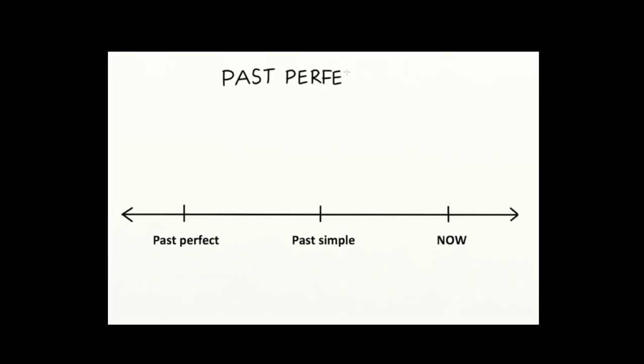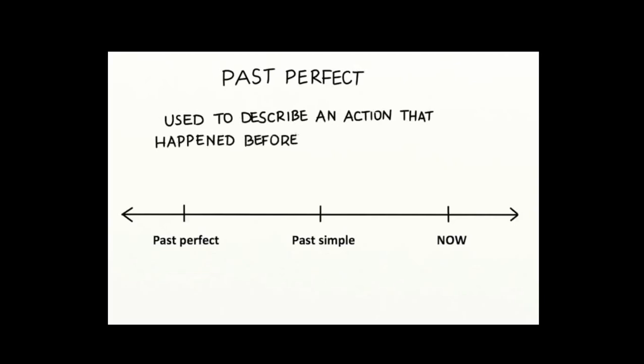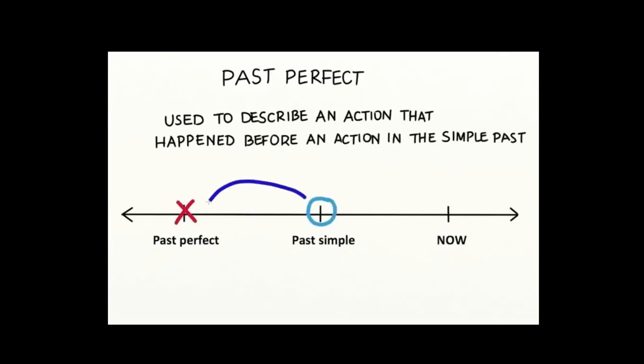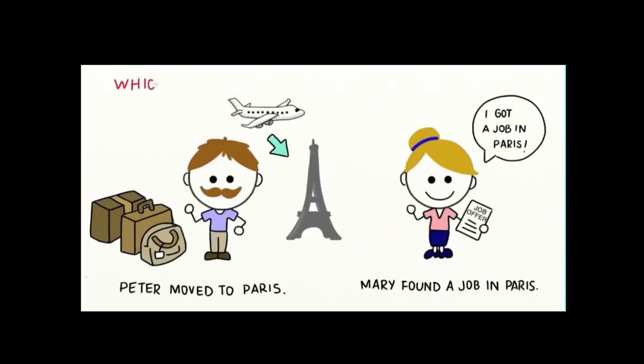The past perfect is used to describe an action that happened before an action in the simple past. We have now, past simple, and past perfect is before past simple. The past perfect tense is composed of had plus past participle, or the verb in the third form. We can use the past perfect to tell us which event happened first.